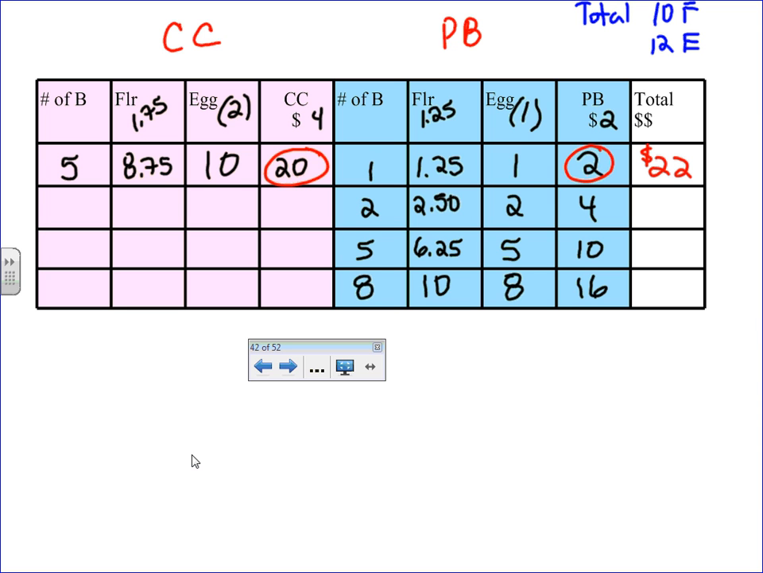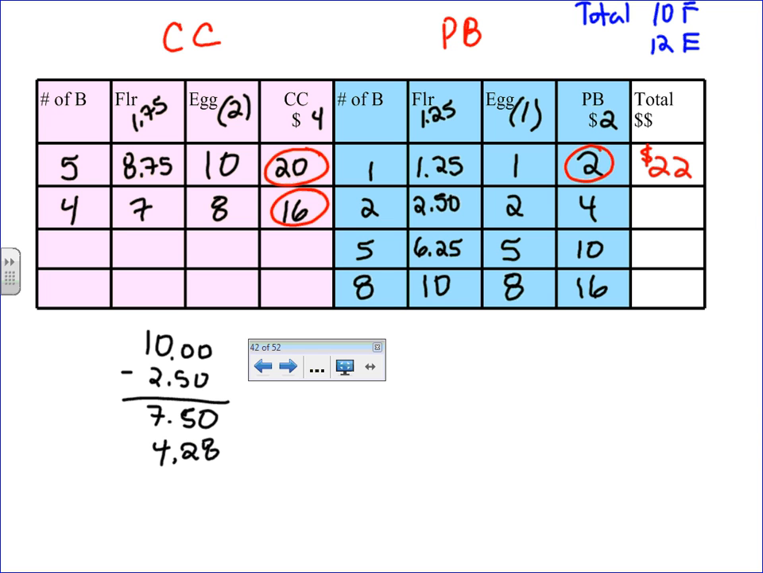So now when I want to know my total money from this combination, it's $22. Okay, well now if I use 2 batches of peanut butter cookies, that's 2 eggs. That leaves me 10 eggs left over. Okay, but for flour, it's going to take up 2.50. Well, 10 minus 2.50, and you get 7.50. Well, if I divide that by 1.75, I get 4.28, which means I'm only going to be able to make 4 batches of these. Okay? That's going to use 8 eggs, 4 times 1.75 is 7, and 4 at $4 each is $16.